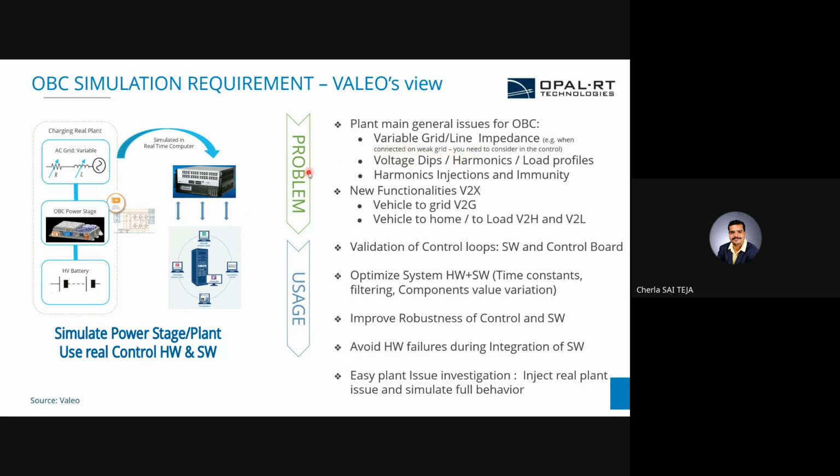So what's the problem? They want to have this plant with general issues for OBC like variable grid or line impedance. Then they want to go for voltage dip and harmonic and load profile, harmonic injection and immunity, and then they want to test vehicle to grid, grid to vehicle, vehicle to home. So all these V2X functionalities they want to verify. They want to validate their control loop, the controller board, and the software part.